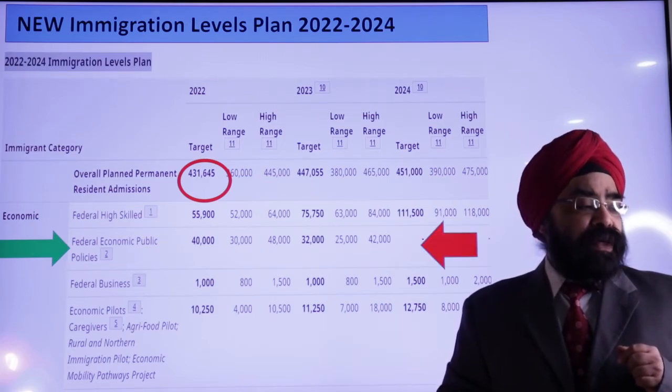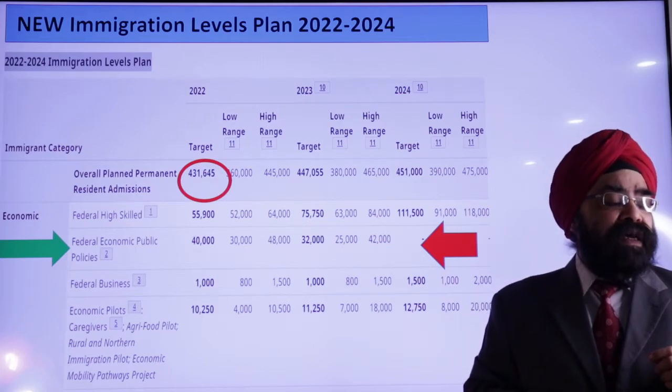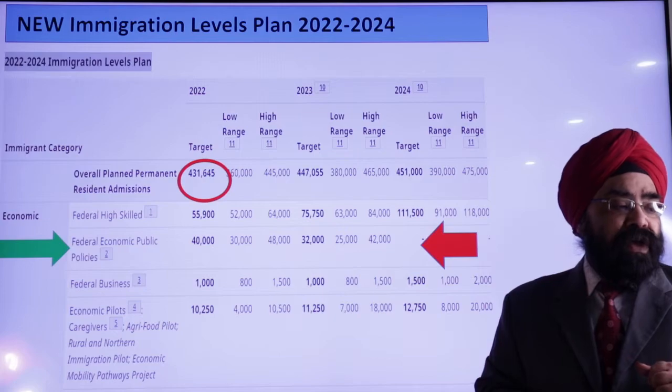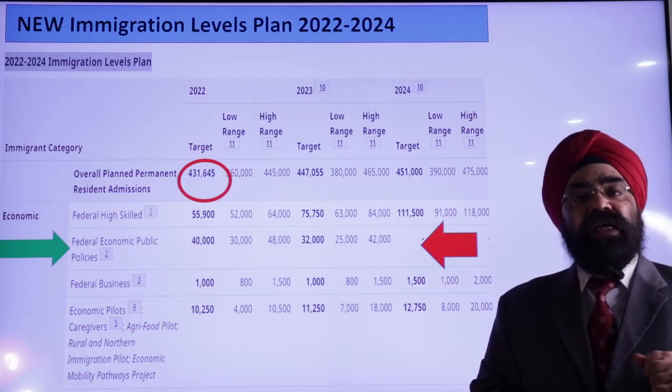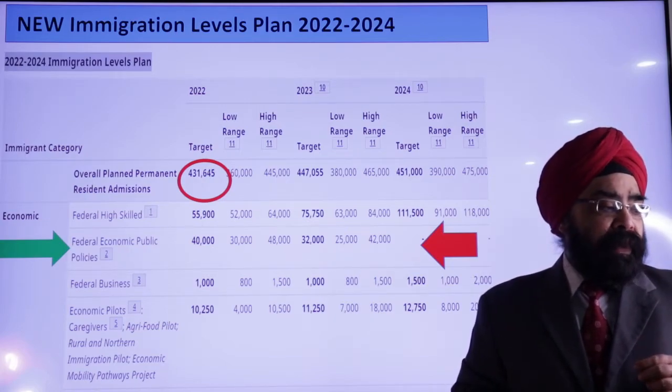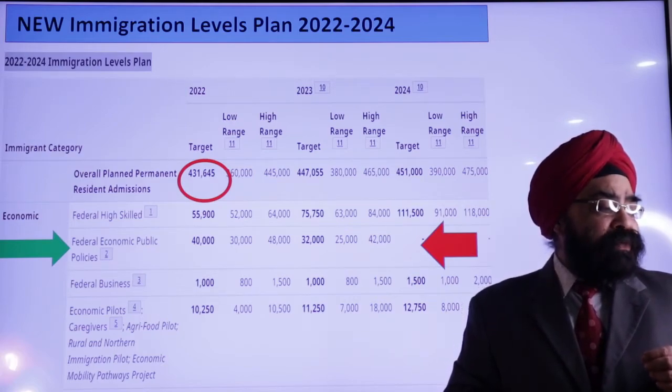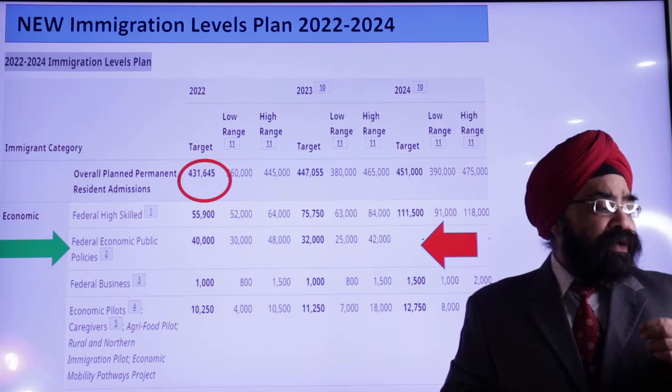You can see the red arrow here. So again, the government plans to scrap this by 2024, and it will return to normal Express Entry by that time. As for the economic pilot programs, you can see the numbers are there. The economic pilot programs will continue as is.